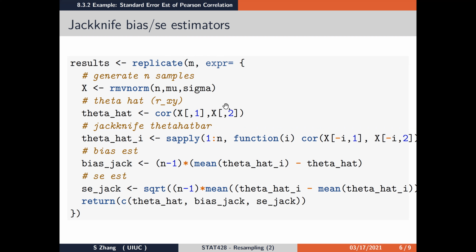And in the end, for each of the replications, we want to return the theta hat, which is the estimator computed with the entire sample. We will need that to get the Monte Carlo estimates of the bias and the standard error. The jackknife bias estimate, that's the bias jack, and the jackknife standard error estimate, SE jack. So for each replication, we return these three things.